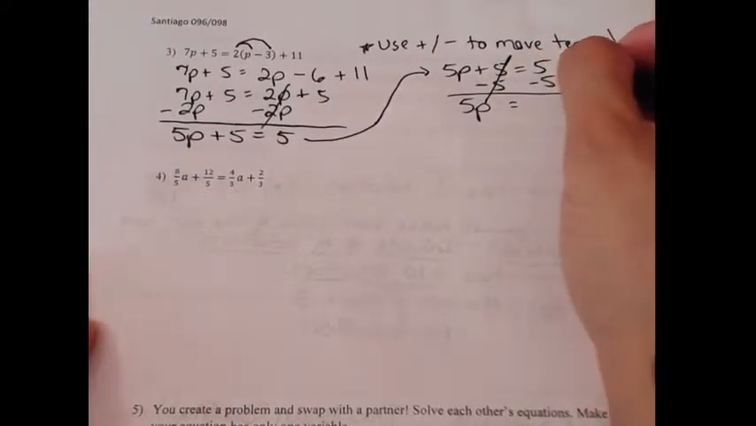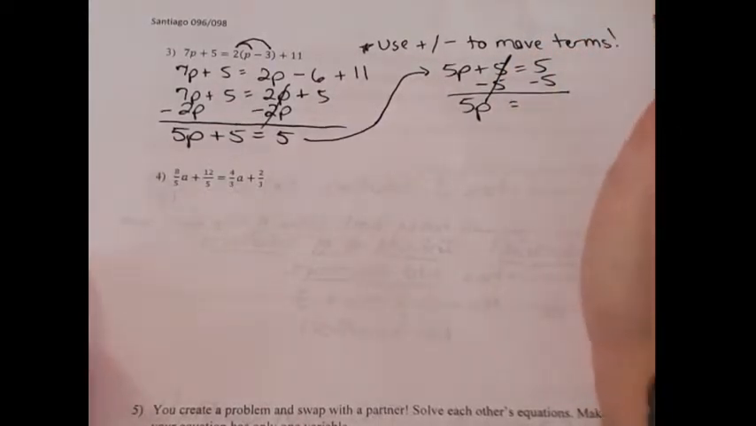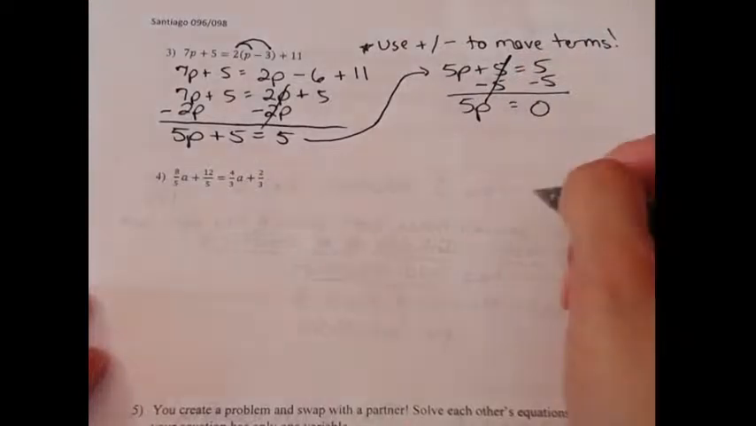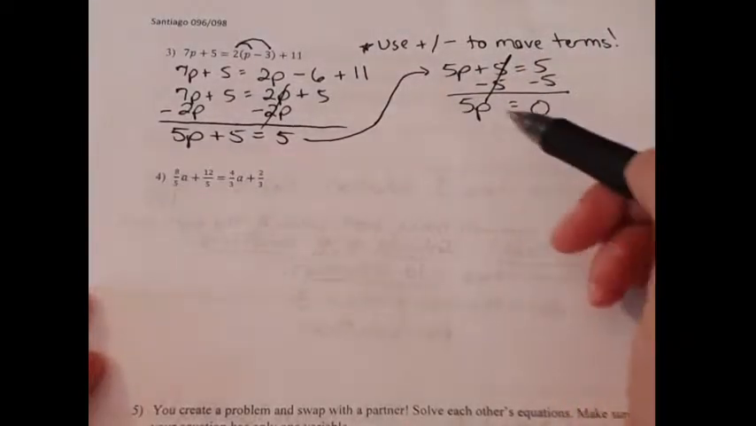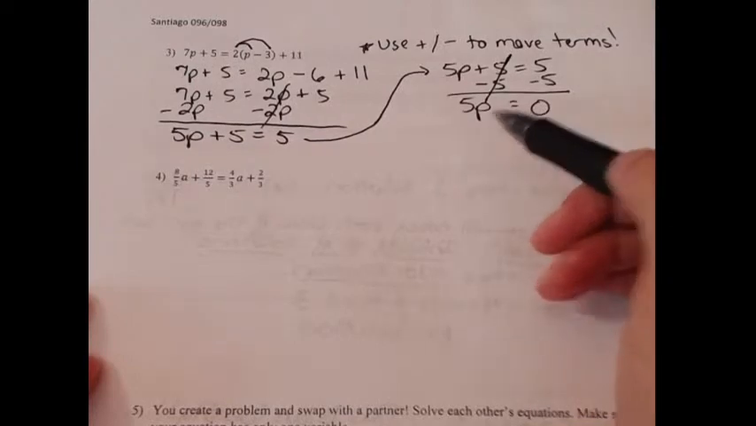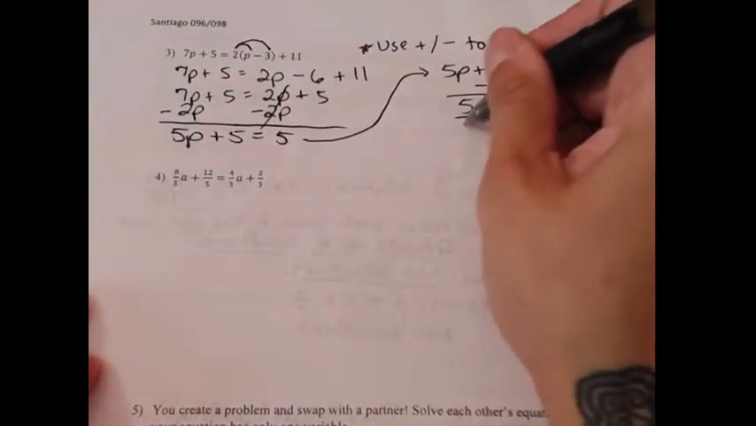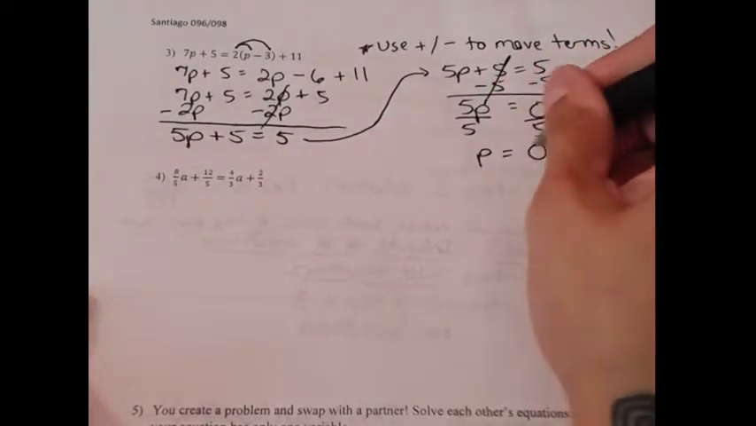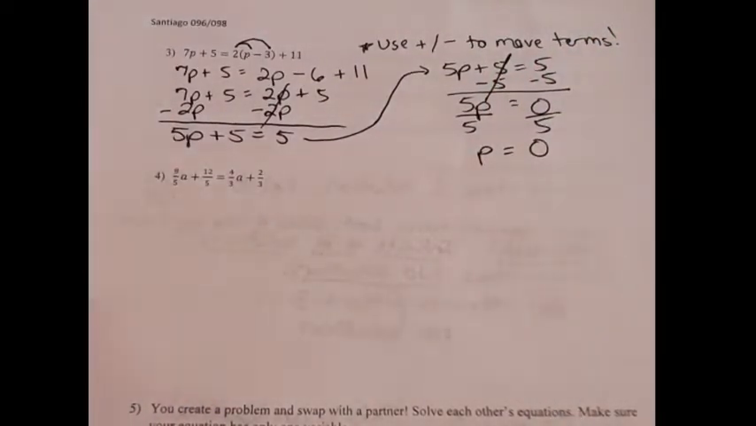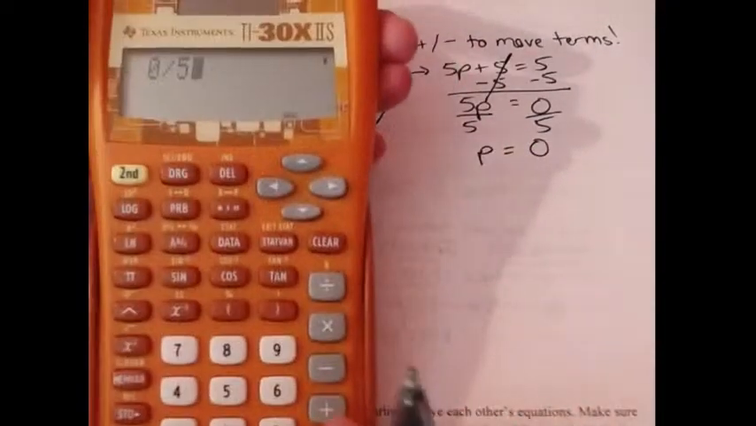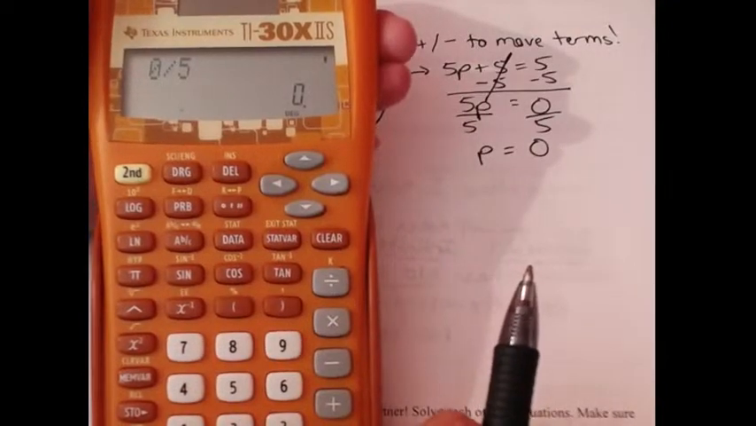But 5 minus 5 is not undefined. 5 minus 5 is not no solution. Guys, 5 minus 5 is 0. At this point, we have 5 times p is equal to 0. Well, I still need to solve for p. So I'm going to divide both sides by 5, and 0 divided by 5 is 0. It's not undefined. 0 divided by 5 is 0.